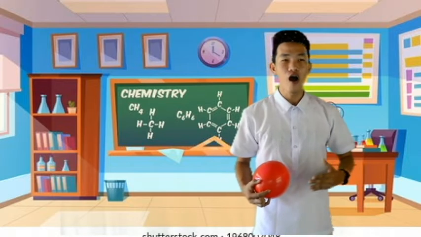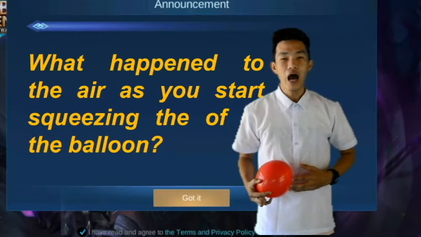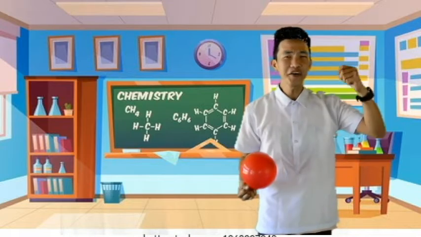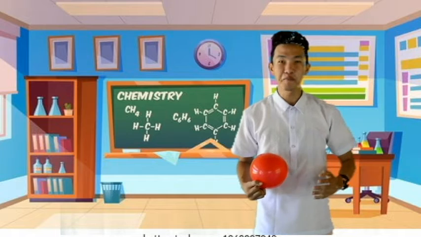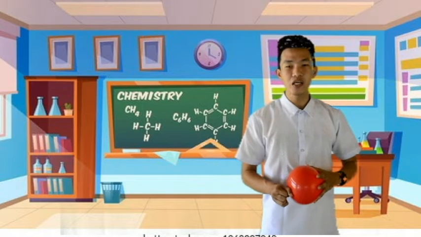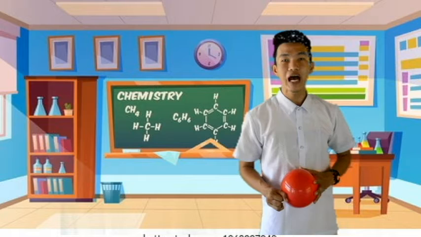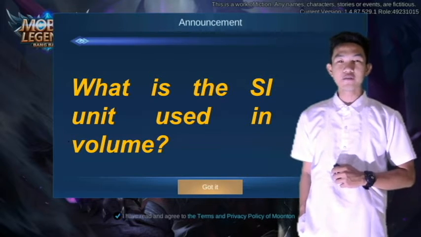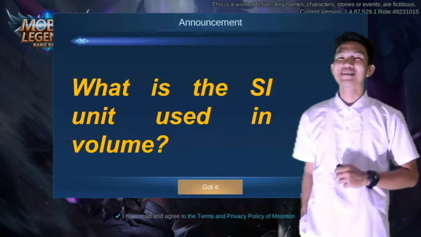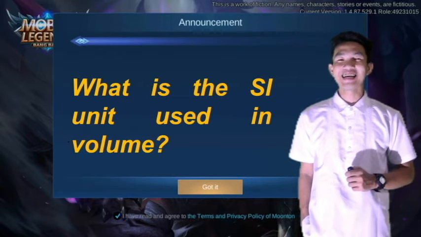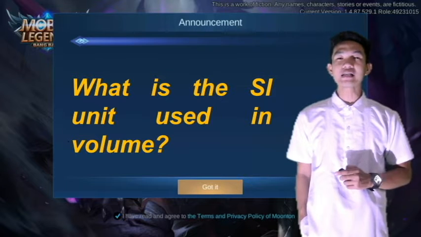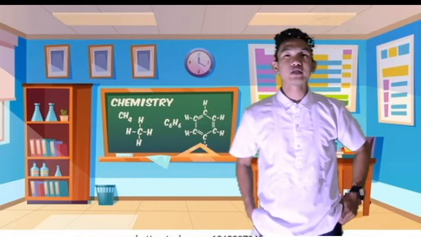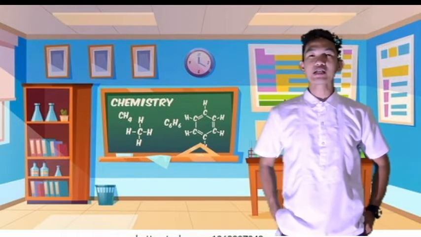If that's so, what happened to air as you start squeezing the end of the balloon? You're really a great observer. It became too rigid because the volume of the balloon is filled up with gas. So, the standard unit used in volume? Correct. The standard unit for volume is liters. You will encounter most of these units as we go along.